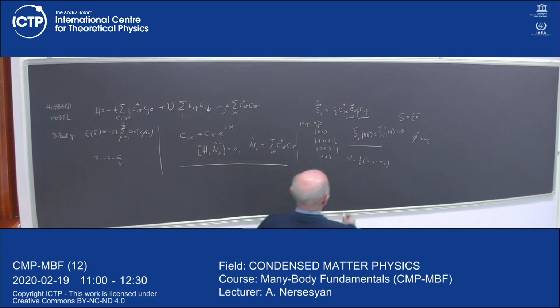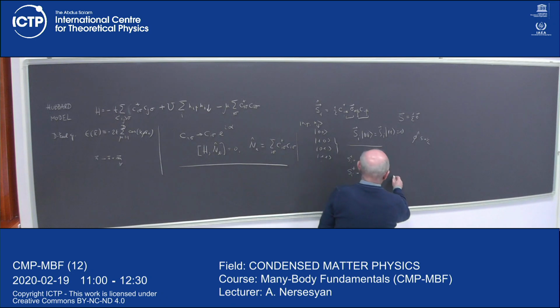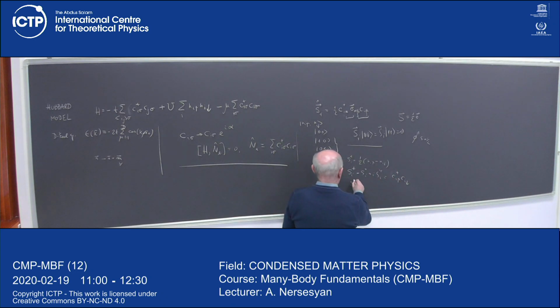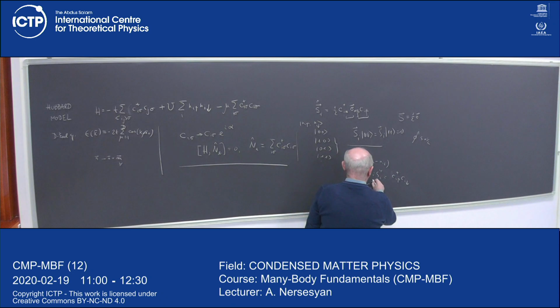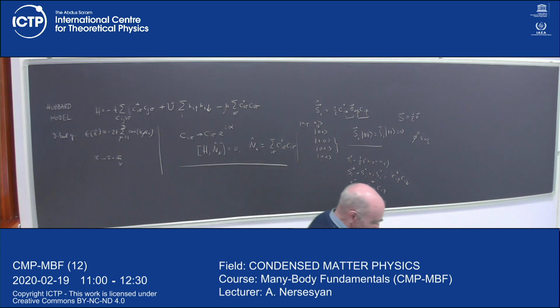Right? You can also build up an object which is S_i plus, which is S_i x plus i S_i y, and this will be, without any 1/2, C_i up dagger C_i down, and correspondingly this will look like C_i down dagger C_i up. This is how the fermionic spin operators look like in terms of the second quantized operators. It's important to use in calculations.